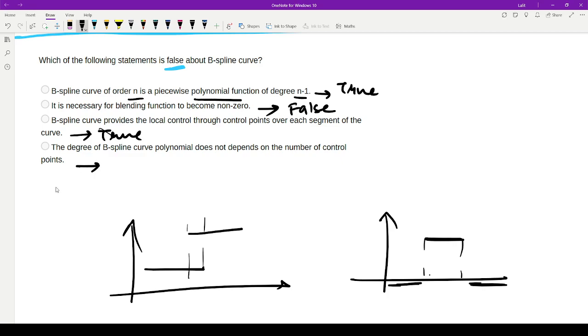What about the fourth one? The degree of B-spline curve polynomial does not depend on the number of control points. Yes, both are independent parameters. You can choose as per your requirement. So it does not depend on the number of control points.